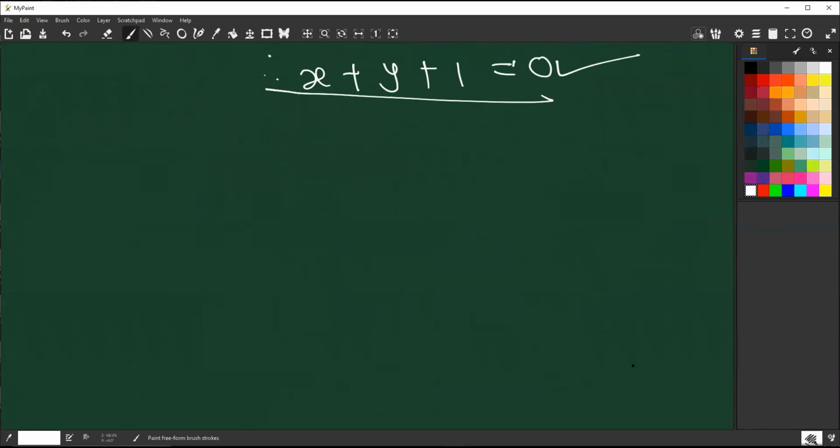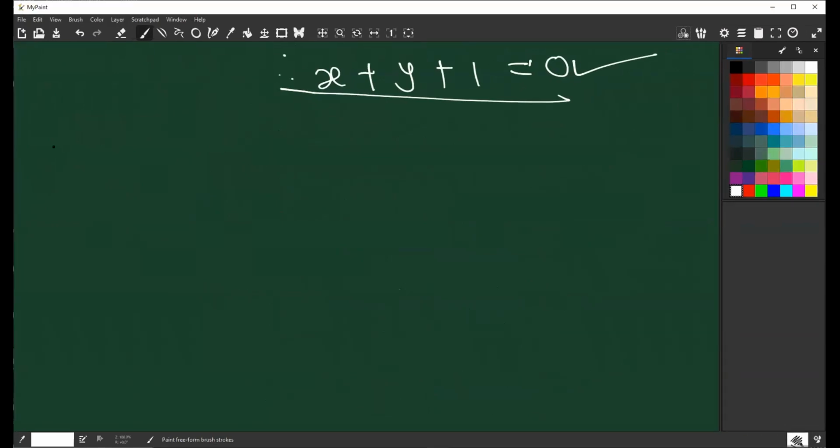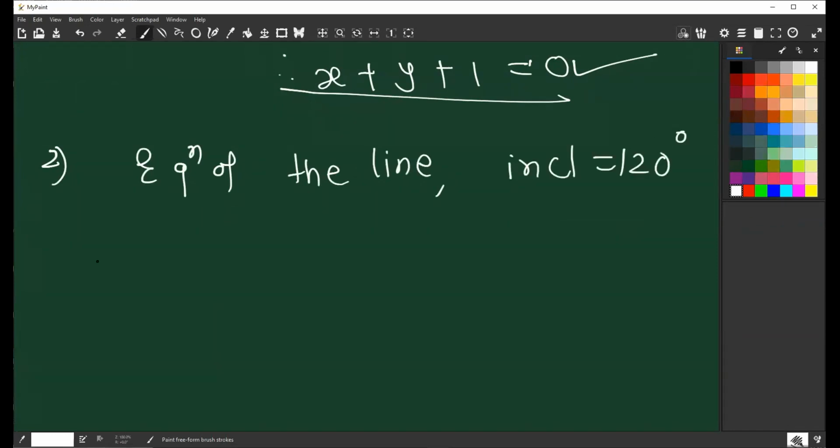Okay. Now, another problem. Find the equation of the line whose inclination is 120 and x-intercept is 7. Go ahead.